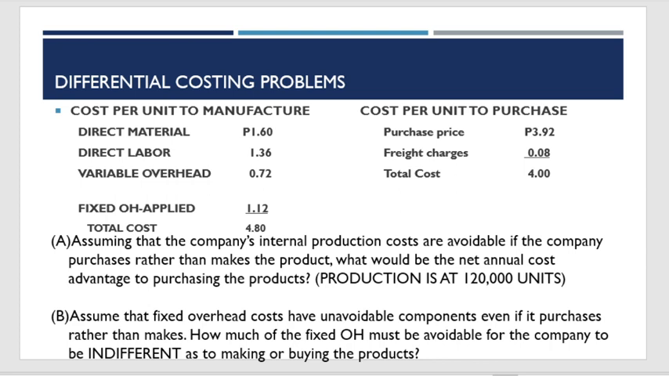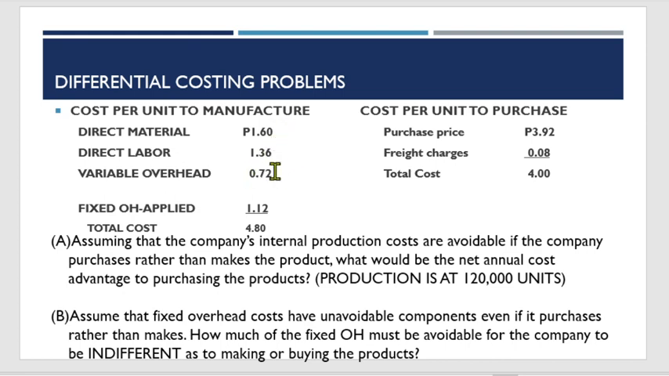Let's take a look. Alin ang hinahanap natin? The fixed overhead. So you have to separate the fixed overhead. So 4.8, di ba 4.8 ang cost, total cost to manufacture mo? 4.8. Ibawas mo na muna itong 1.12. 4.8 minus 1.12 is 3.68. So 3.68 ang total ng iyong variable cost.